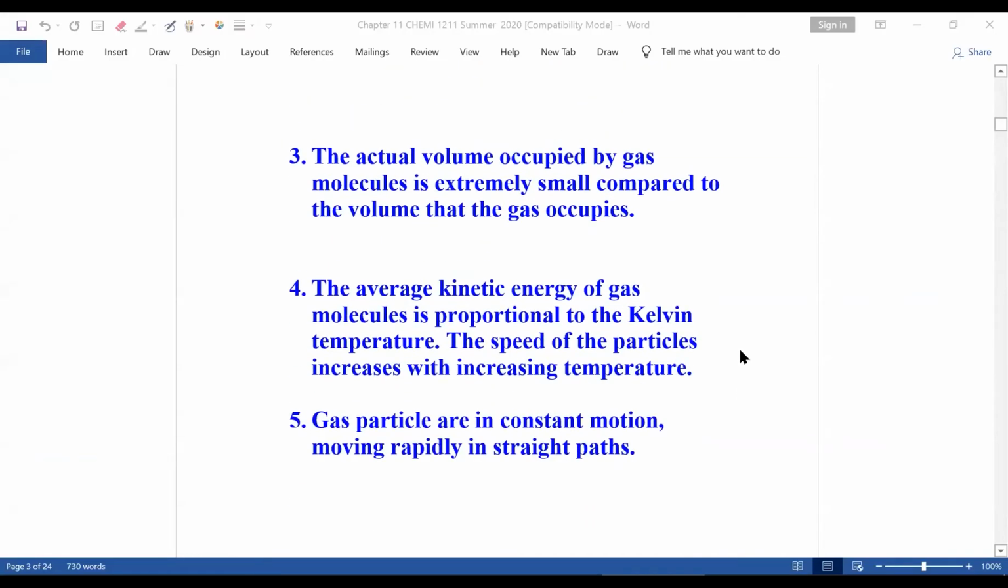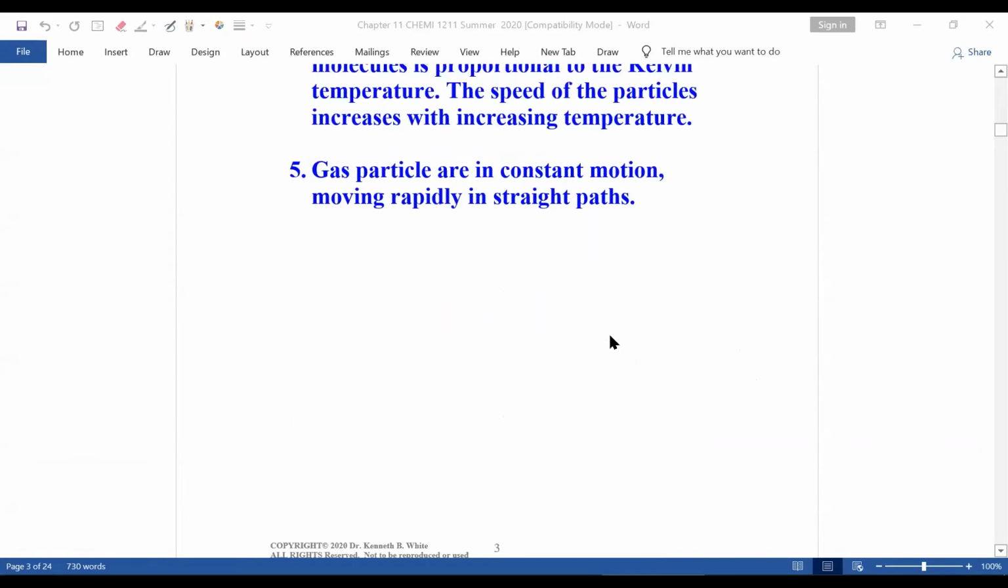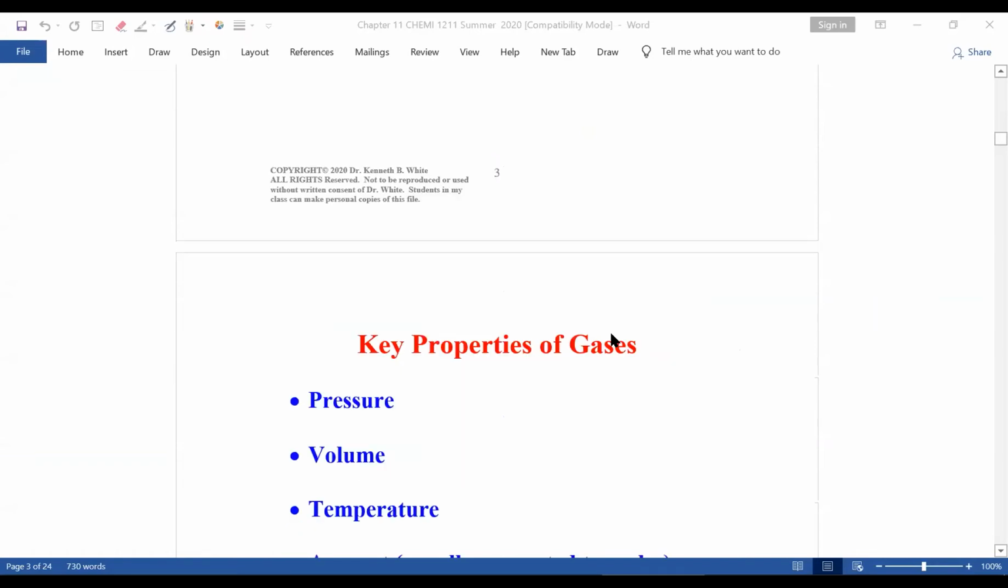Now, the average kinetic energy, how much energy they have, the speed, the force of the gas moving, is proportional to the Kelvin temperature. The speed of the particles increases with increasing temperature. And we'll talk more about this. And gas particles are in constant motion and they're always moving rapidly and in straight paths unless they collide into something like you. So that's the kinetic theory of gases.